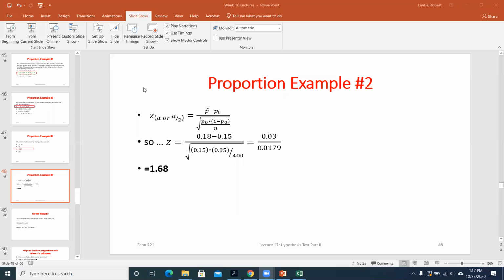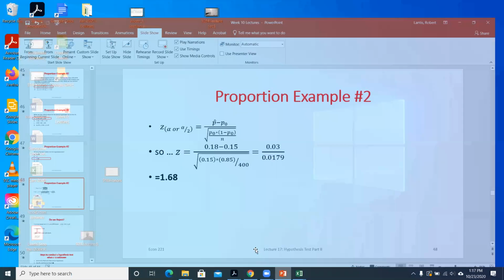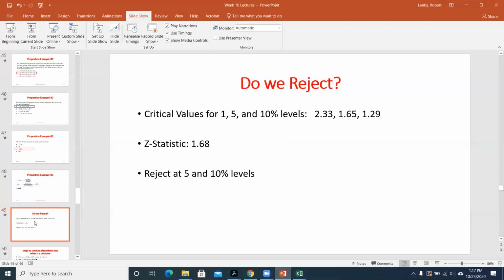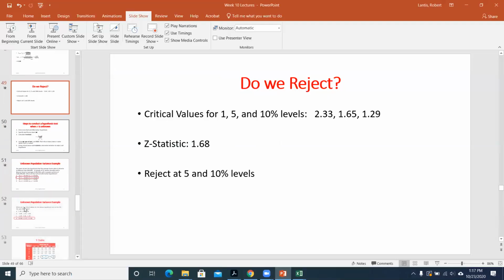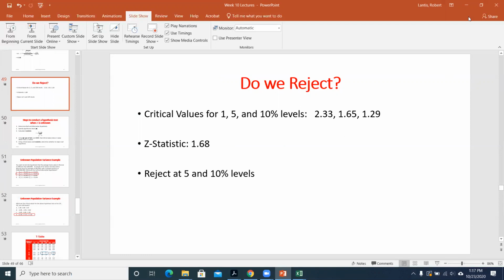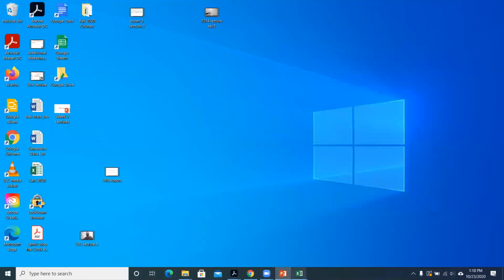Let's do, and I'll use the board as we go through these Excel examples to show you, if you did it by hand, what it would look like as well. So let's go here. I think that was it, and then I have the rejection decision here, and then we've got some of the next topics. So I want to go to Excel.